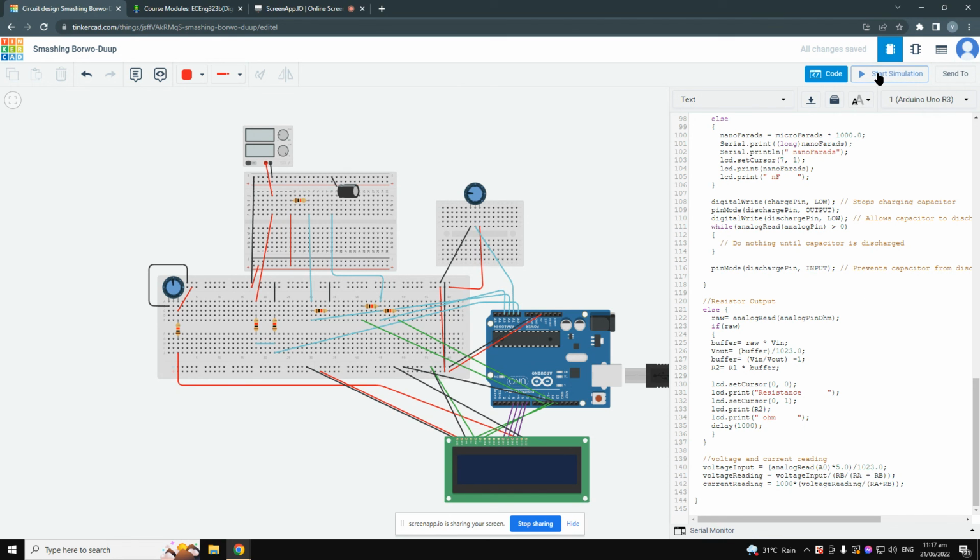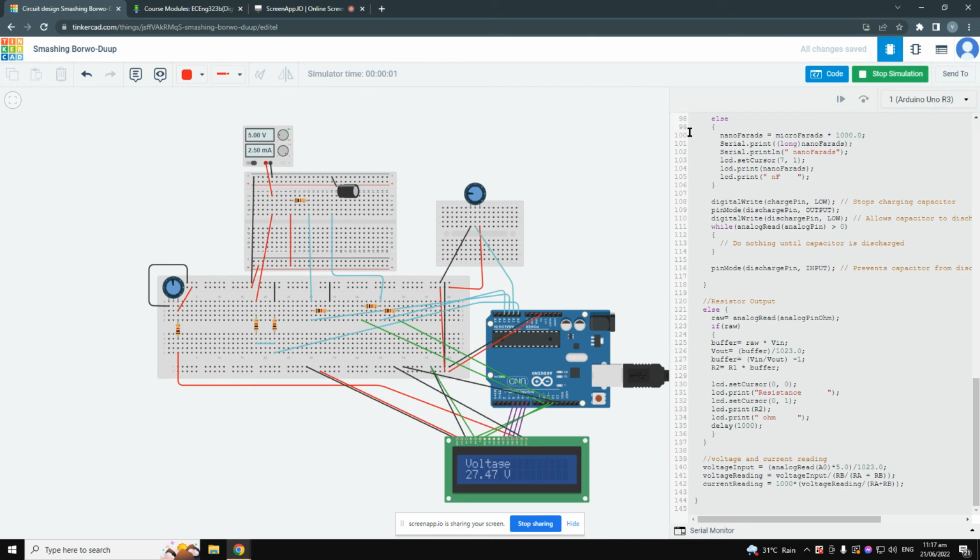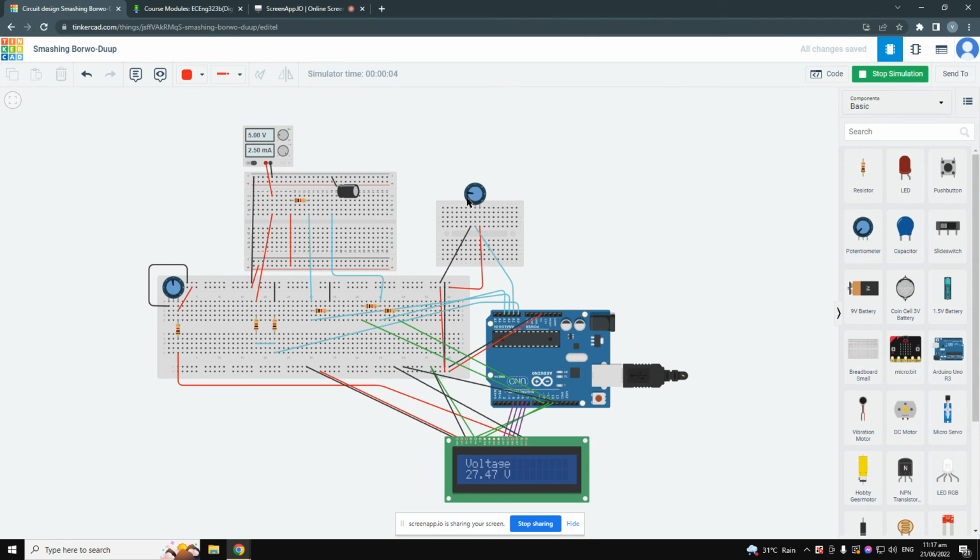Okay, let's simulate this. Let's close the code. Let's just change the volt here. See, capacitance.